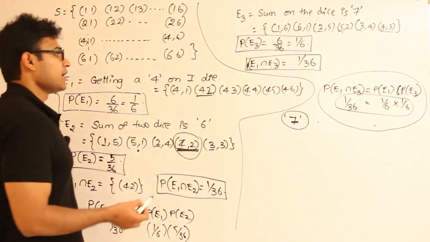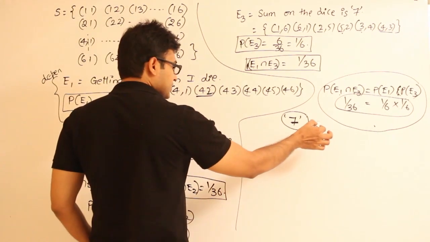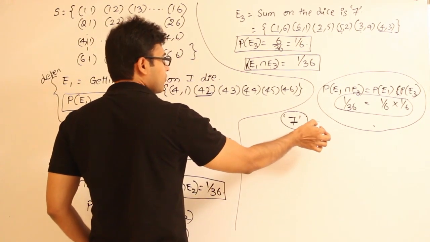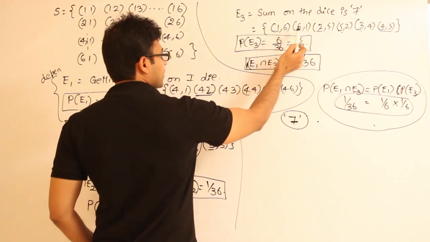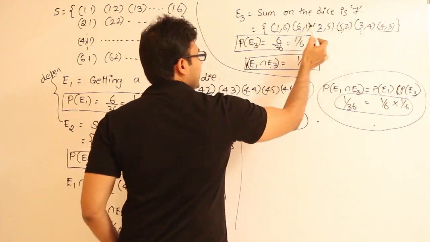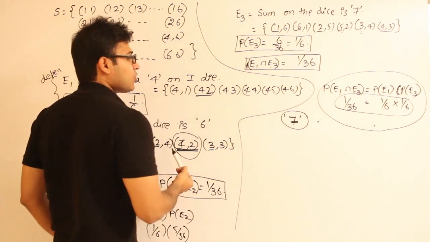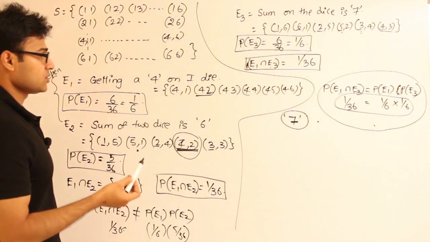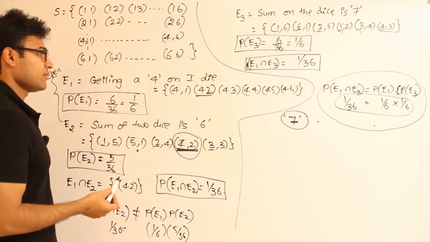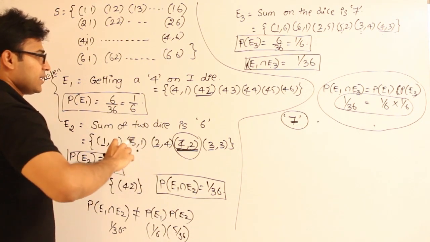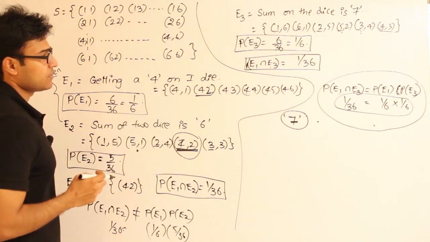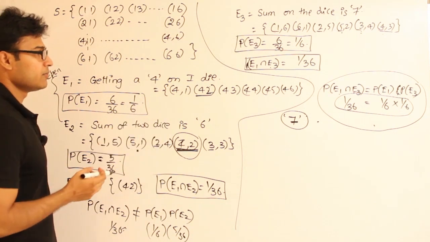But in this case, the probability of getting a sum as 7 is independent of what happens on the first die. Whatever number comes up, either it is 1 or 2 or 3 or 4 or 5 or 6, there is always a chance of getting the sum of 7. Therefore, the event of getting a sum 7 is independent of what happens on the first die. So both are independent events.